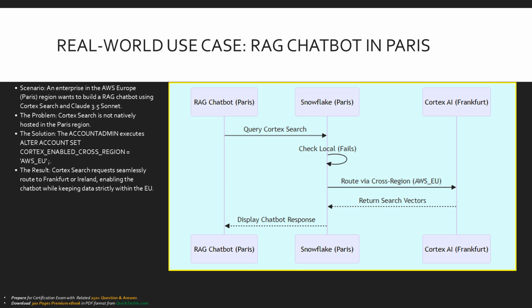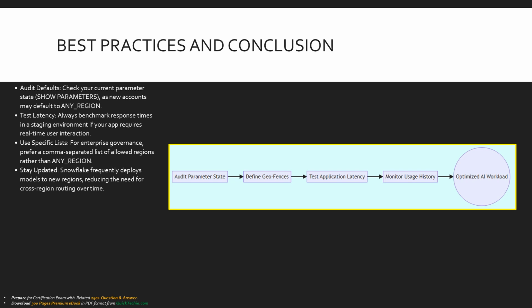The application in Paris queries the local Snowflake account. Snowflake checks for local Cortex Search compute and fails. However, recognizing the AWS EU cross-region configuration, it instantly routes the payload to the Cortex AI infrastructure in Frankfurt. Frankfurt processes the vector search and returns the results. The local Snowflake account then delivers the final, intelligent response back to the chatbot application, all in a fraction of a second. To conclude, here are your best practices for managing cross-region inference.